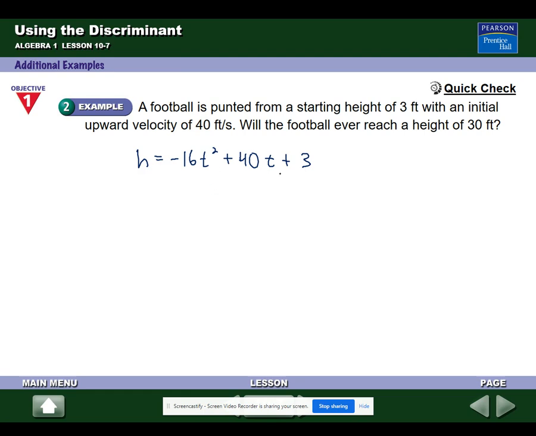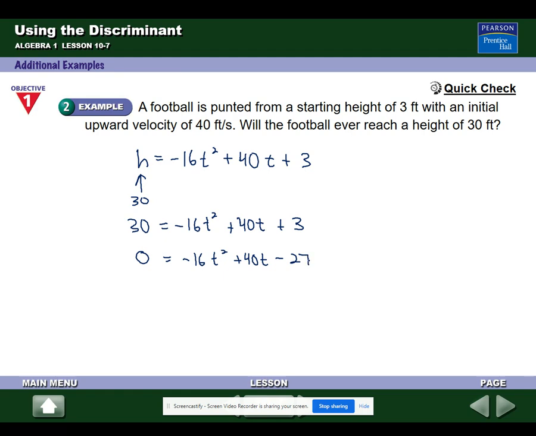Okay, this is a reasonable model here. And the question is, will it ever reach a height of 30 feet? As in, will this ever be equal to 30? So take a look. 30 equals negative 16t squared plus 40t plus 3, which is not equal to 0. If I subtracted 30 from both sides, you'd have minus 27 as your c value.